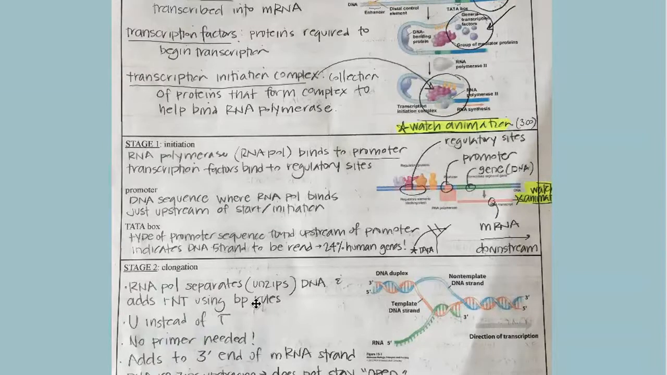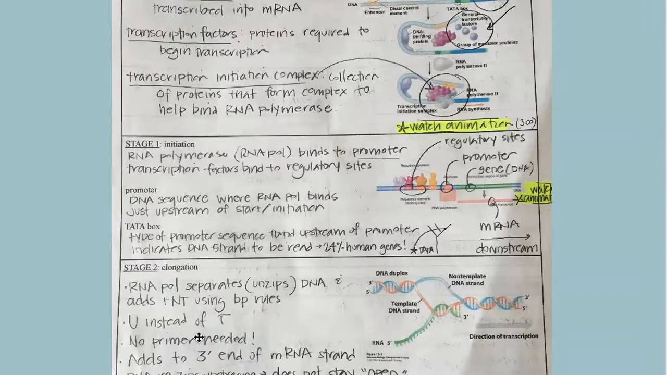Now, it has some other differences as compared to DNA polymerase. First of all, using base pairing rules, across from every A, it's going to add a U instead of a T. So the A would be on the coding strand of DNA, and then on the messenger RNA that's snaking off, you can see it right here, it's going to be a U instead of a T because it's RNA, not DNA. And it's also not going to need a primer like DNA polymerase needed a primer. I mean, it's already RNA.